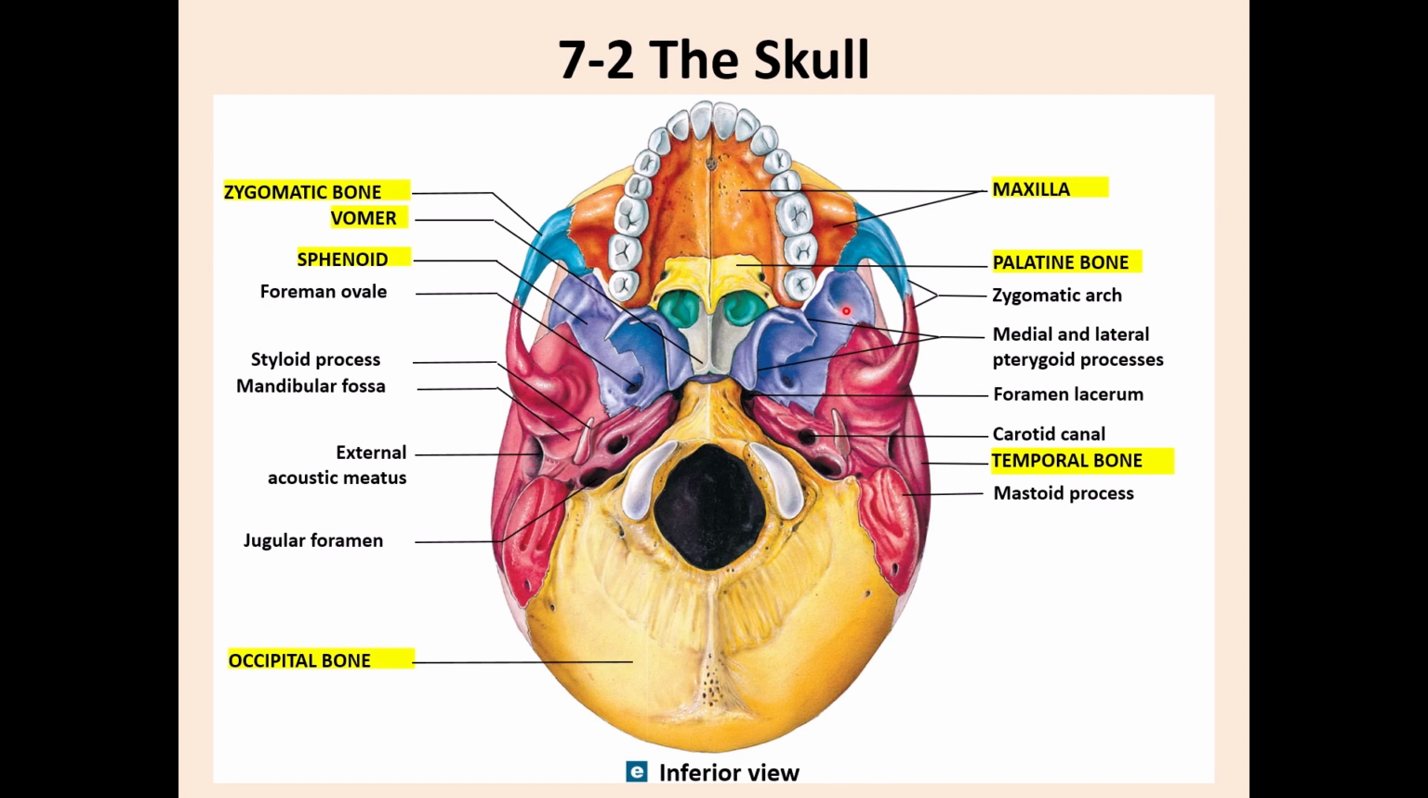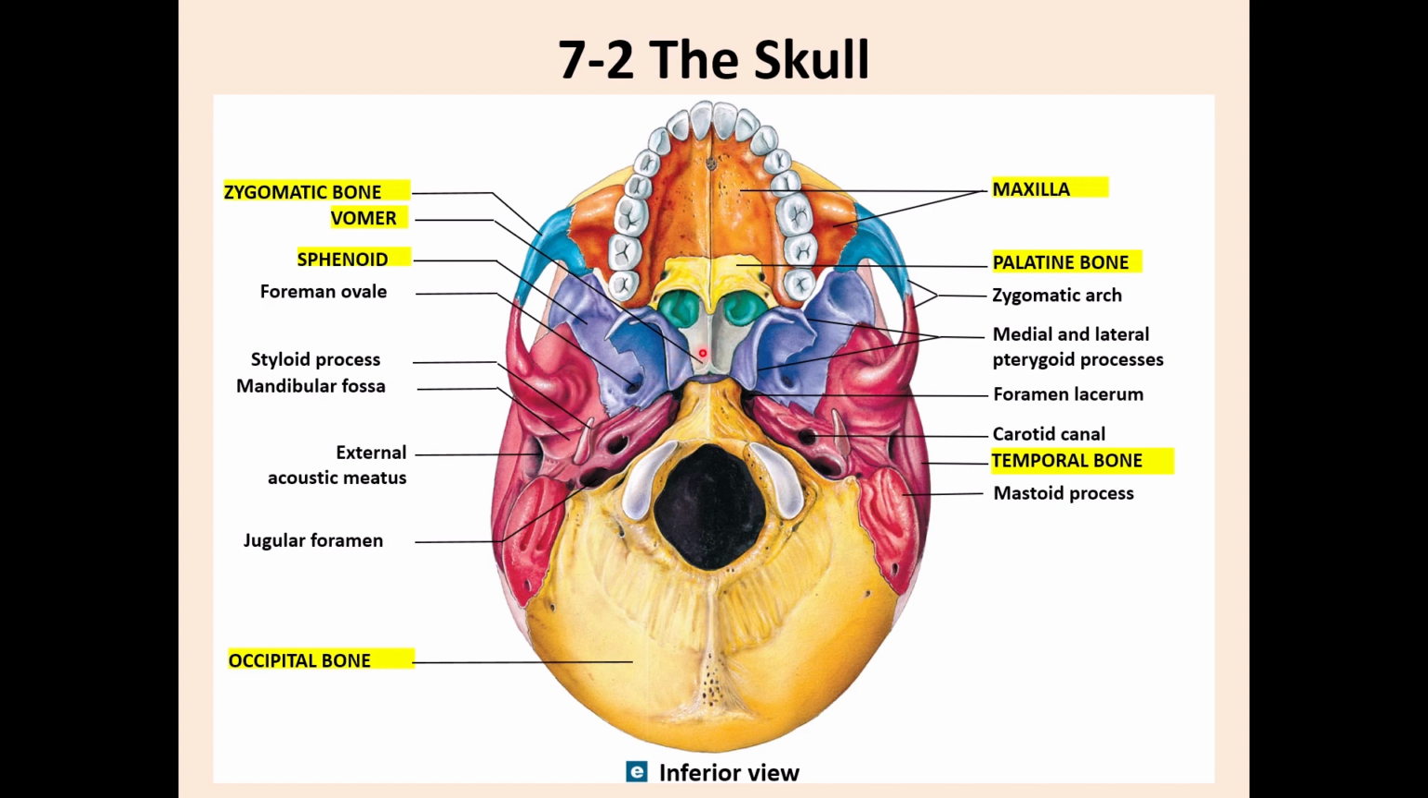Okay, medial to that you have this structure, and this bone is called the sphenoid. This is just one bone from one side all the way to the other side. These structures that you see are called the pterygoid processes. This is the medial pterygoid process, and this is the lateral pterygoid process. Both are the plural forms.